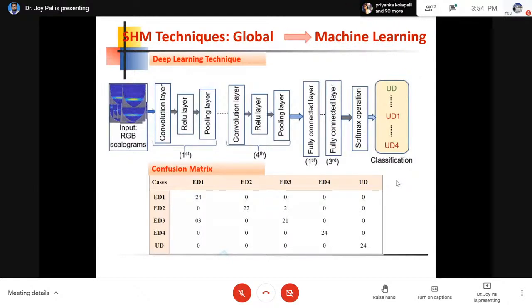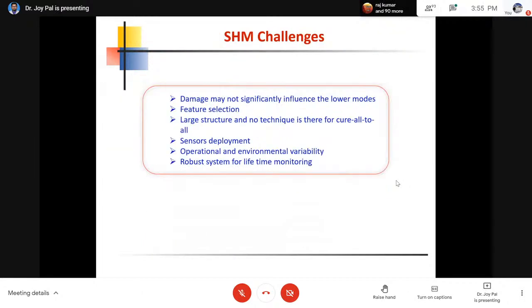So by observing these things and other things, you can see the current challenges. The present challenges in structural health monitoring are, first, slight or insignificant damage. If insignificant damage is there, then it is very difficult to recognize. And why is it difficult? Because insignificant damage does not significantly affect the lower modes. So this is the problem.